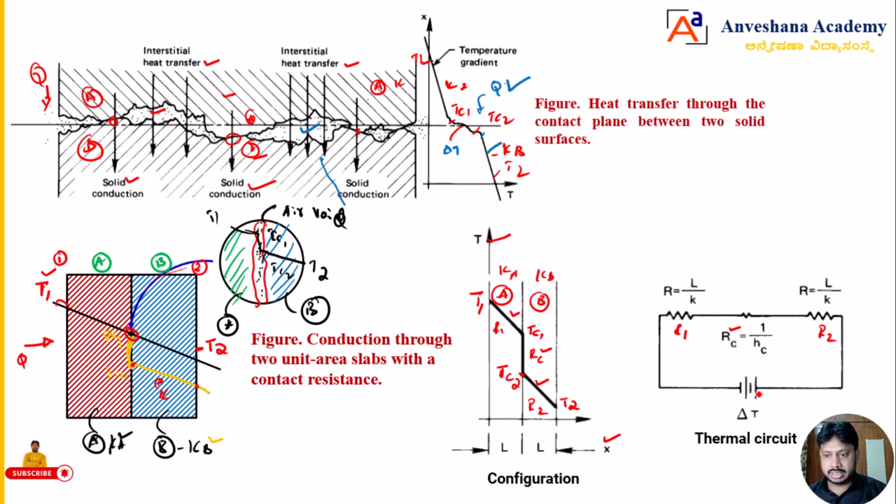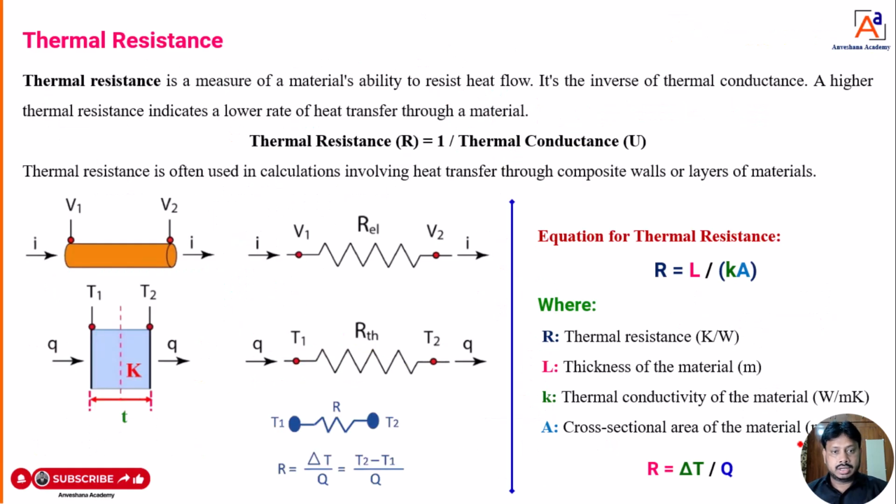Now heat is going to transfer from this end to this end due to the temperature potential difference, which we can call delta T, dear students. This is thermal resistance. This is the configuration diagram and this is the thermal circuit, we can say. Now, in simple terms, thermal resistance is a measure of a material's ability to resist the heat flow.